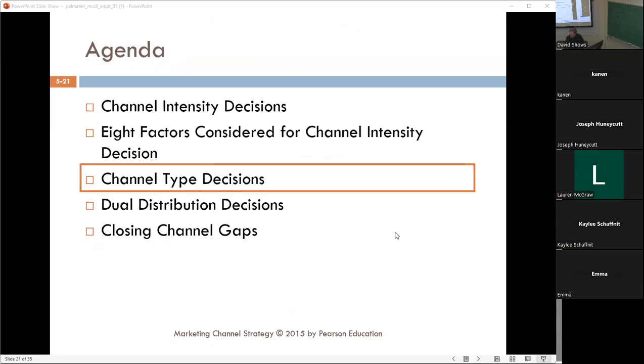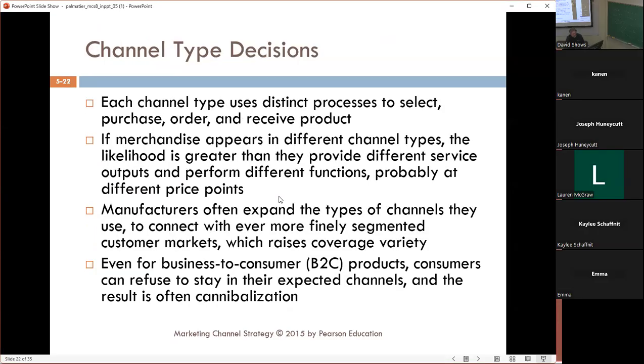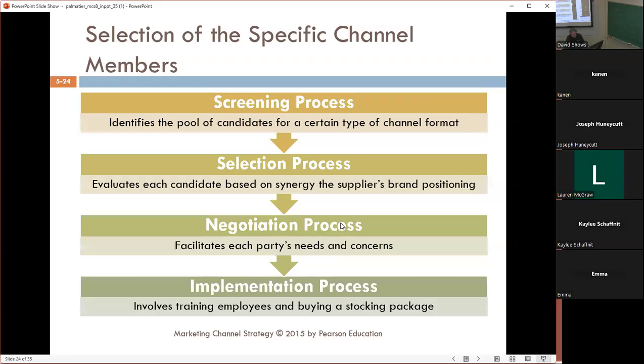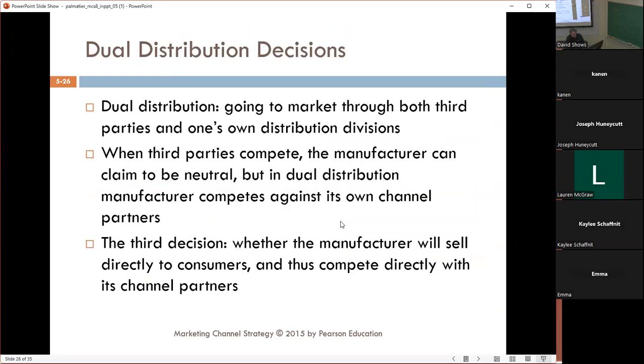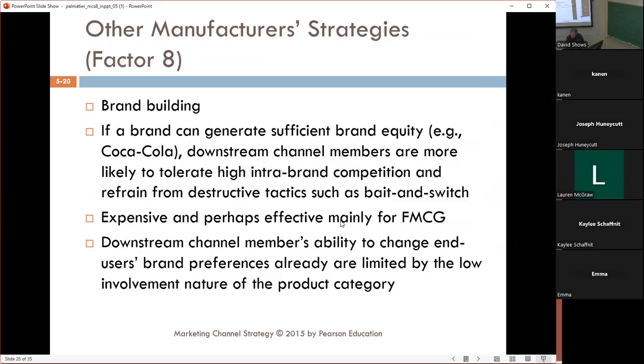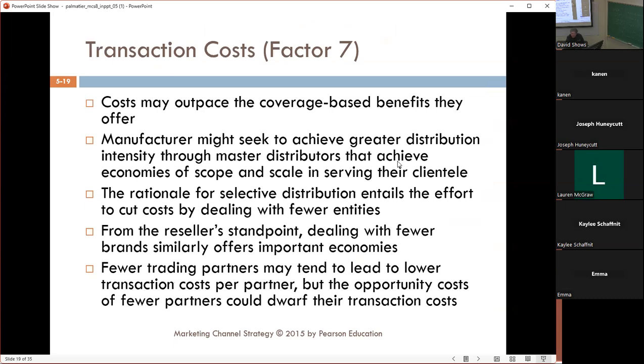Okay, you know what? My voice is tired. I think I'm done for the day. We will come back. We'll talk about dual distribution, or channel type decisions. And then we'll talk about how to close gaps, and then we'll be done. And then we'll have our next test the Thursday after we come back from spring break. Okay?